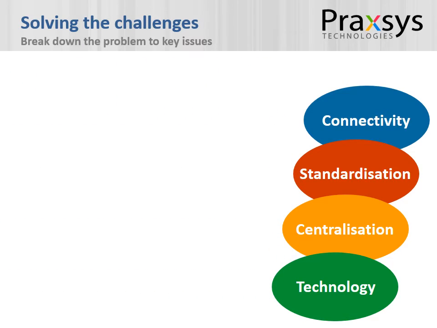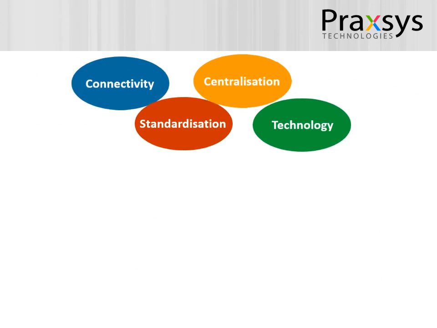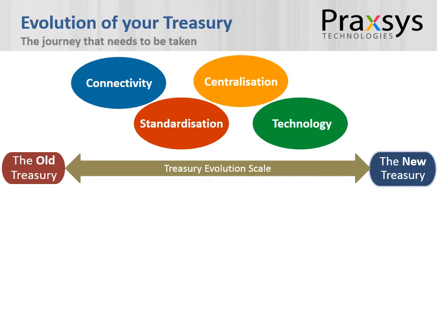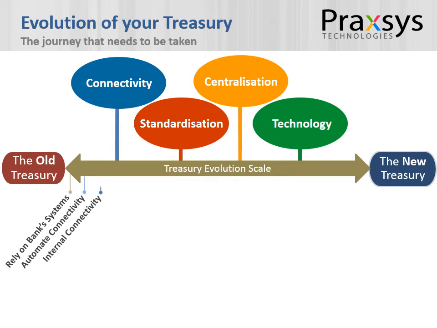Bringing this together with our earlier view of old Treasury transition into a new Treasury, we can put our key factors on a scale of evolution of capability. We can look at this as a journey where each phase allows greater capability. On the left hand, we have the old Treasury with the common bank channels that banks provide for connectivity. Evolving our connectivity allows us to automate those channels both internally and externally.